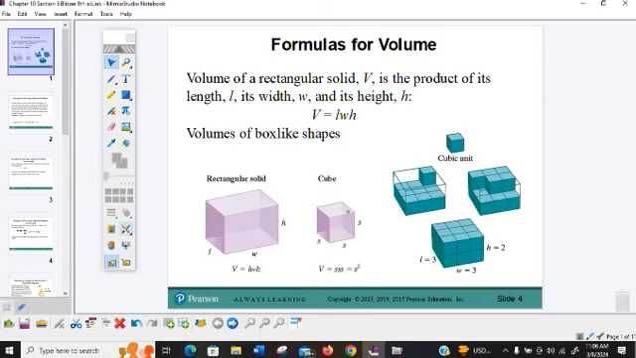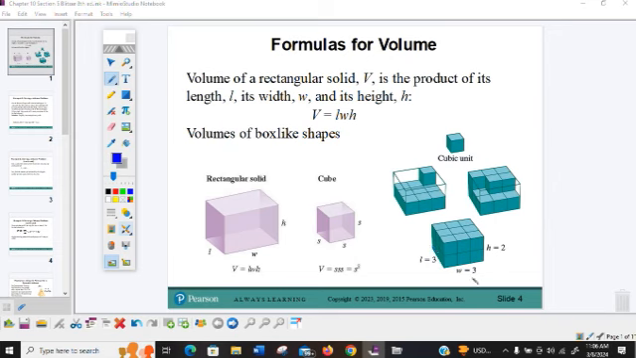In this section, we'll learn about volume and surface area. So let's start with volume of a rectangular solid or a cube. Volume is length times width times height. Now for a cube, because all of the sides are the same, it would be side times side times side, and they'll call that side cubed.